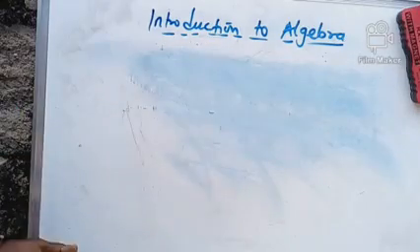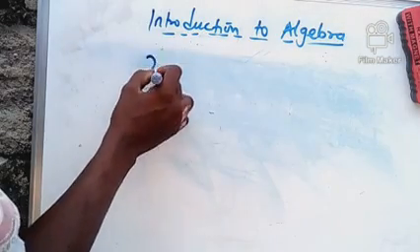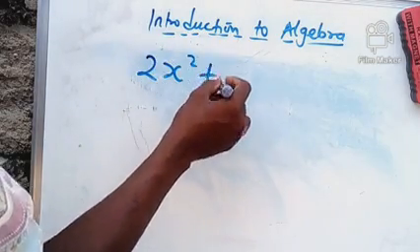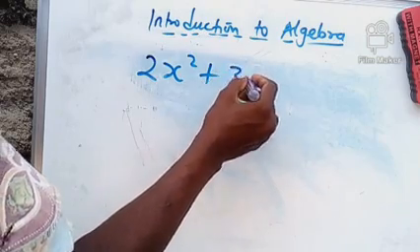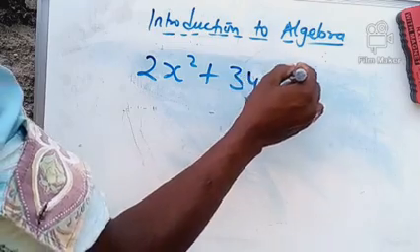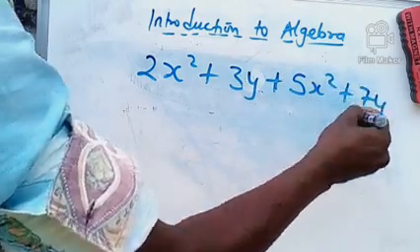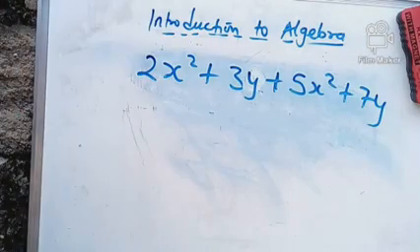The same thing applies to subtraction operation. So let's say we have 2x squared plus 3x plus 3y plus 5x squared plus 7y. Feel free to pause the video and try this problem yourself.